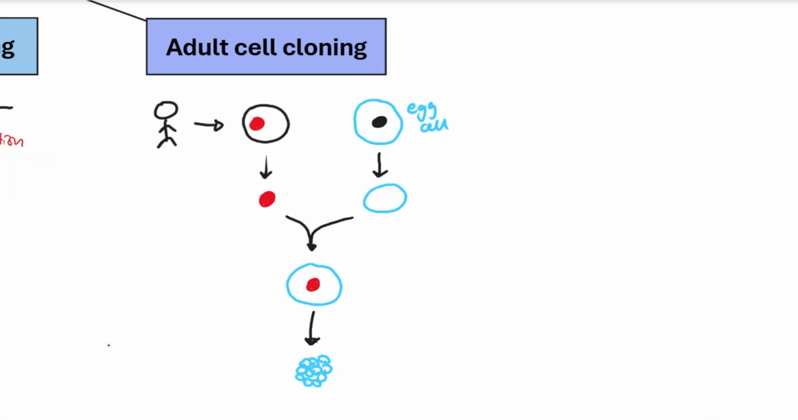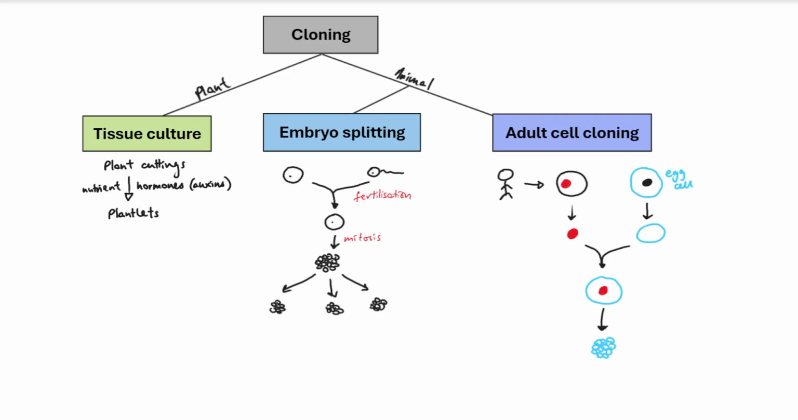Essentially all of the cells in the embryo contain all of the genes from the nuclear donor. Therefore, when this embryo develops into an individual, it is going to be identical to the original donor that we got the nucleus from. So these are 3 methods of cloning for different types of organisms.